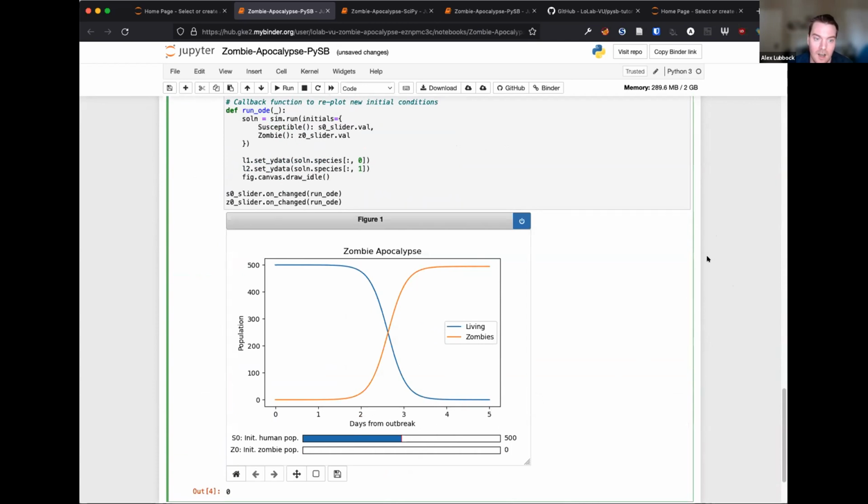And as I mentioned, step 4 of the pipeline is you can play around with this and ask questions about what if we had some zombies to start with? How does that change things? And you can see that the zombies take over much quicker. So it's just a nice way of asking questions of the model.